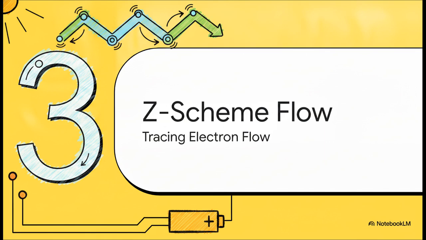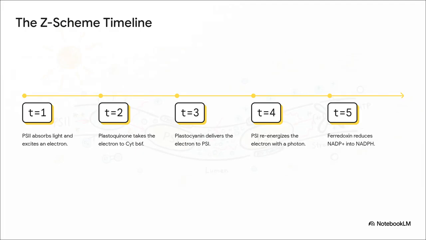Section 3. The Z-scheme electron flow. Now that we know the physical parts, let's trace the actual chemical path of our electron through the famous Z-scheme. Tracing this Z-scheme timeline, we can track the electron's linear journey.